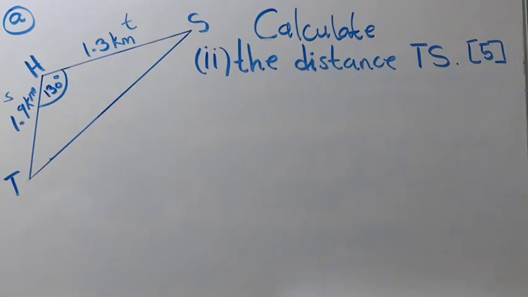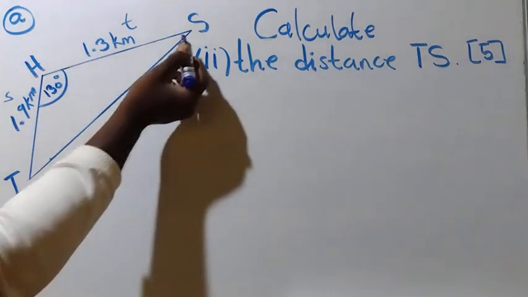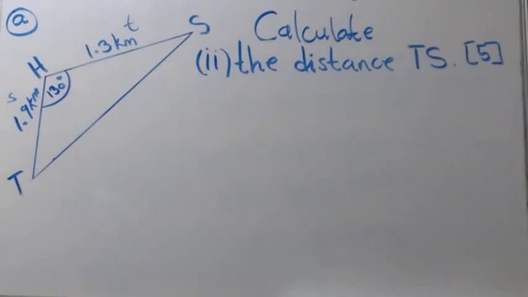Alright, we are now on question 2. They want you to find the distance TS from T to S. Before you calculate the distance, there are certain things that you must observe, because you don't know if you are going to use the sine rule or the cosine rule. So how do you know which rule you are going to use? Look at the triangle that you have been provided with.